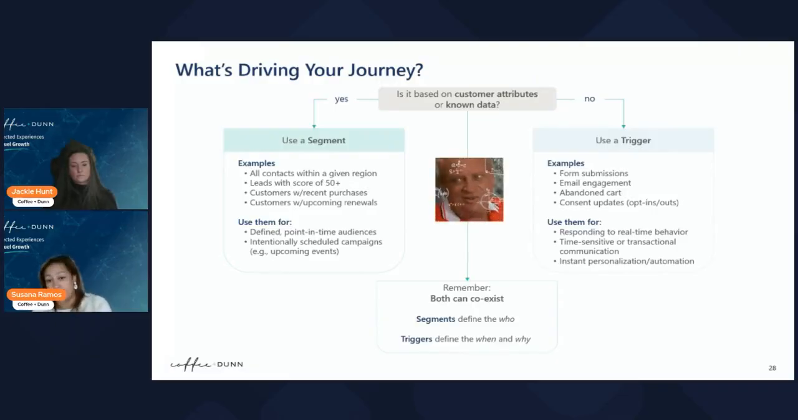it's not known data, this is where you can use triggers, right? And so in some ways you can think of segmentation being a greater fit for historical and triggers being a great fit for things that will happen.